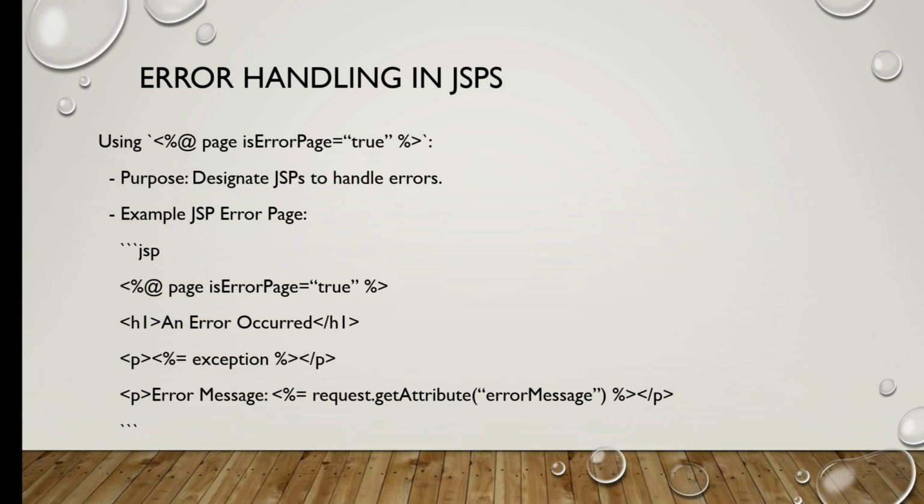Error handling in JSPs. Its purpose is that it designates a JSP as an error page, meaning it can handle exceptions thrown by other JSPs or servlets. Example, JSP error page. This JSP will display detailed information about the error, including the exception and any error messages set in the request attributes. This helps users and developers understand what went wrong.